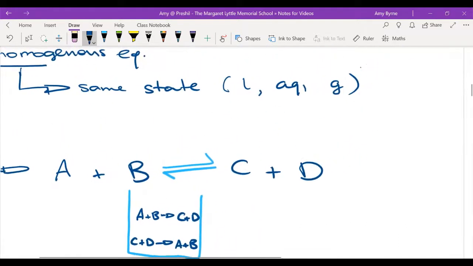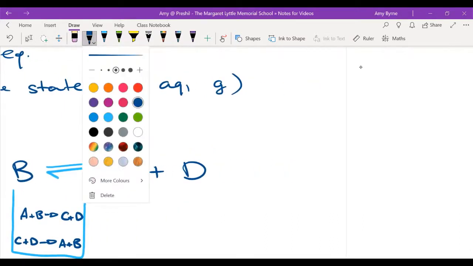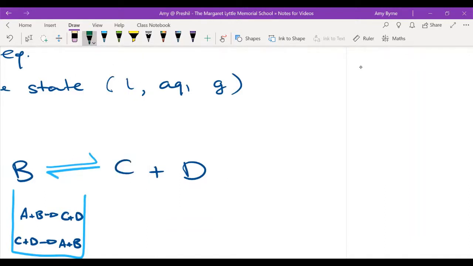Now, for a reaction to be at equilibrium, it has the same macroscopic qualities. So my solution remains the same color, or it remains the same amount of substances, but the individual atoms that make up A and B are constantly reacting to form C and D, and vice versa.